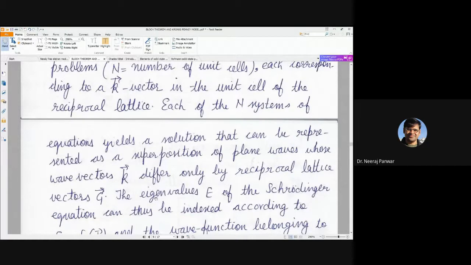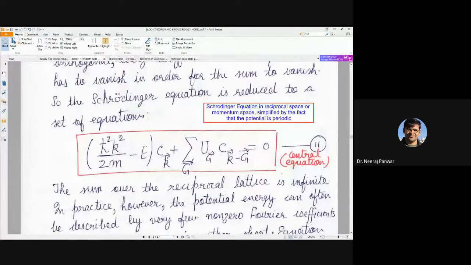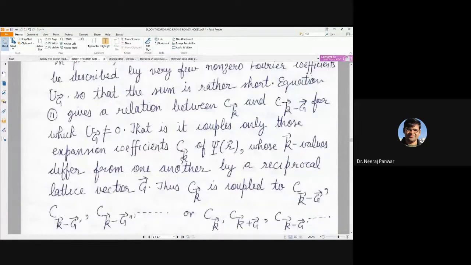If you go through the seventh chapter of Kittel's book, then you notice that this equation has been solved for five reciprocal lattice values: minus 2g, minus g, 0g, plus g, and plus 2g. So for five values, this equation has been solved there.